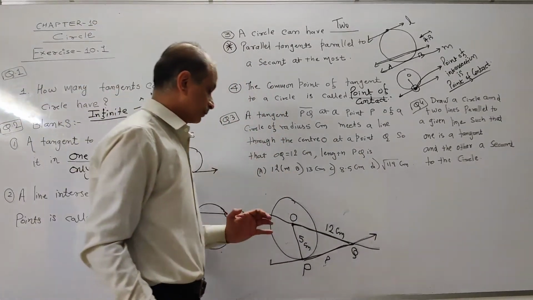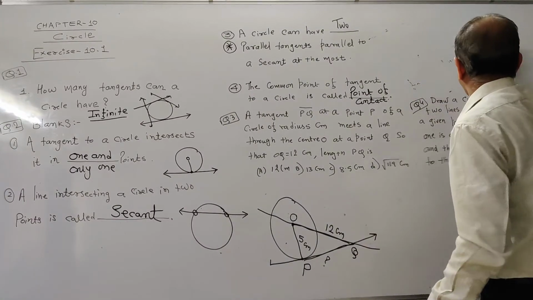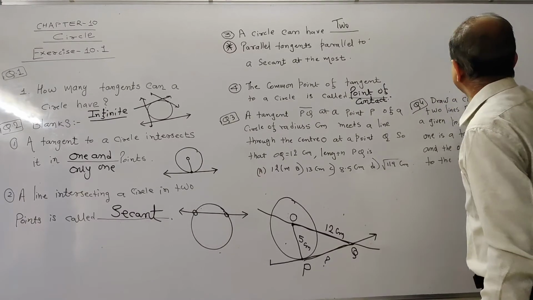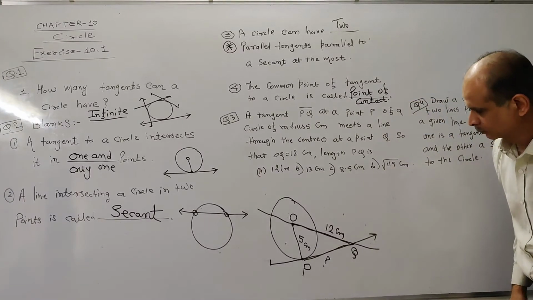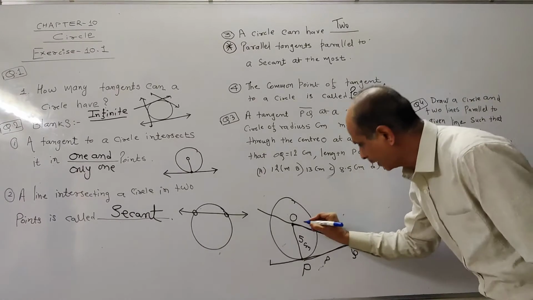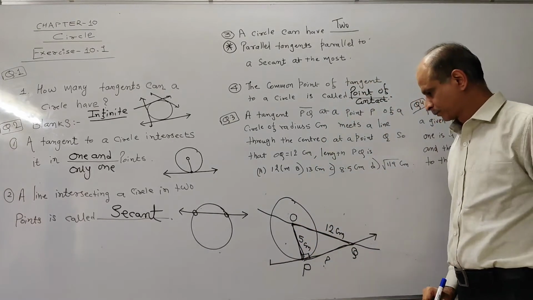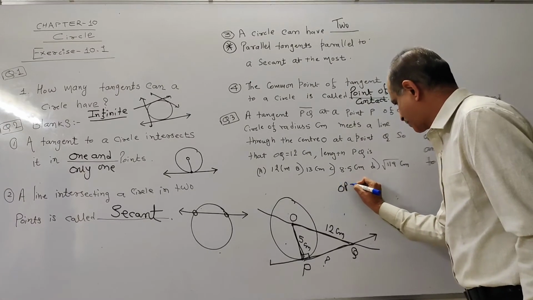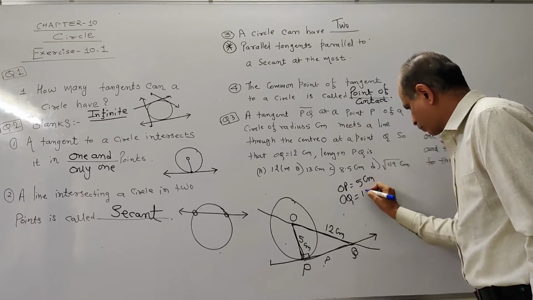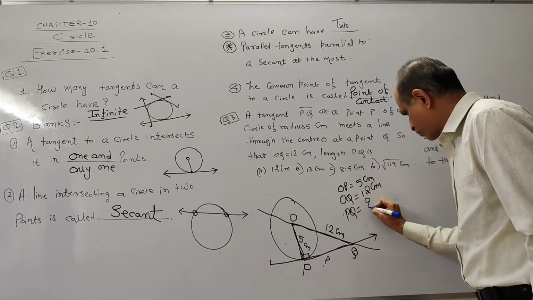So read this question, draw the figure, use the concept of circle that we have discussed in the last period, and then try to solve this example. We have solved one very important concept, that is concept number 10: the radius is always perpendicular to the tangent. So here OP is equal to 5 centimeter, OQ is equal to 12 centimeter. Similarly, PQ is equal to question mark.